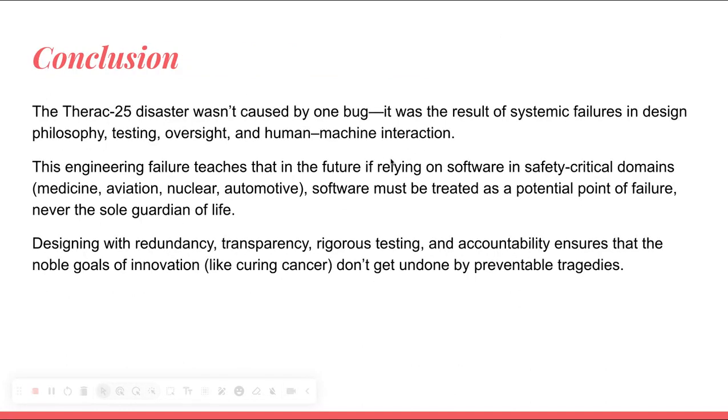So in conclusion, the Therac 25 disaster wasn't caused by a bug. It was a result of systemic failures in design philosophy, testing, oversight, and human-machine interaction. This engineering failure teaches that in the future, if relying on software in the safety critical domains, medicine, aviation, nuclear, and automotive, software must be treated as a potential point of failure, never the sole guardian of life. Designing with redundancy, transparency, rigorous testing, and accountability ensures that the noble goals of innovation like curing cancer don't get undone by preventable tragedies.